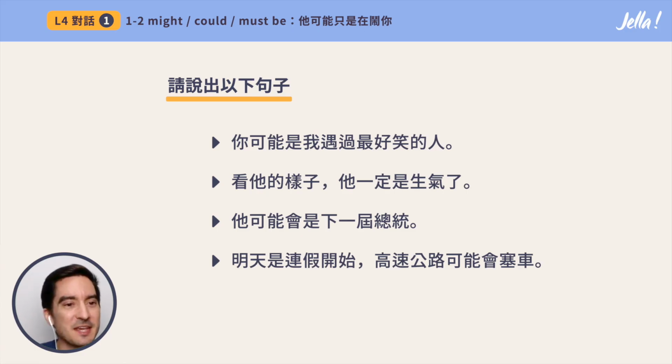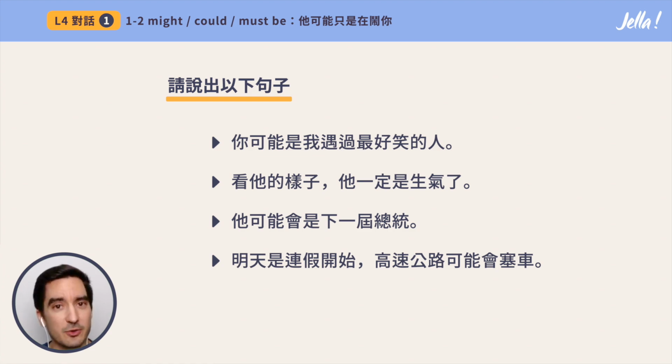Our next sentence is 明天是连假开始，高速公路可能会塞车. Oh my gosh. So you got to be careful if you're going out tomorrow, right? So I write, tomorrow's the start of the long weekend. There might be a ton of traffic on the highway. Now that's probably how I would say it when talking to my mom or something. Tomorrow's the start of the long weekend. There might be a ton of traffic on the highway.